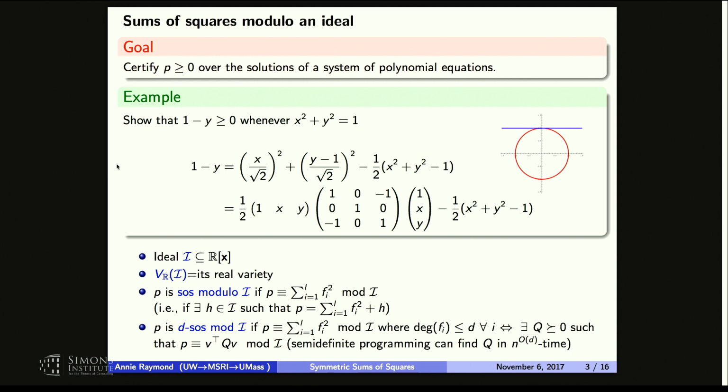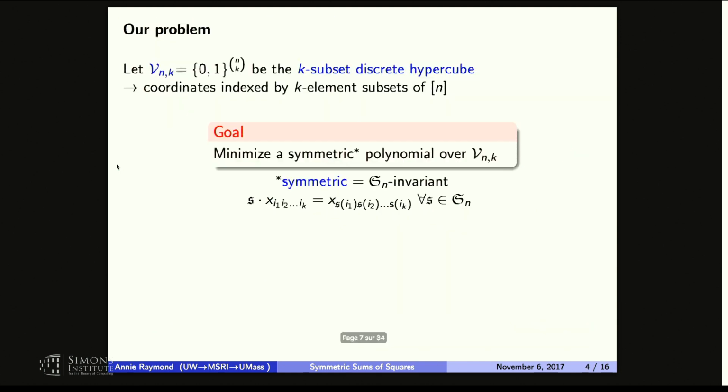And so because of that, we often see the degree as being a measure of complexity of the problem, right? So if your degree is some small constant, then you can do this in polynomial time. If d grows with n, then this is a hard, complex problem. So everybody good with sums of squares modulo an ideal? Great. So we don't want to do that in general. We want to do this in this specific setting.